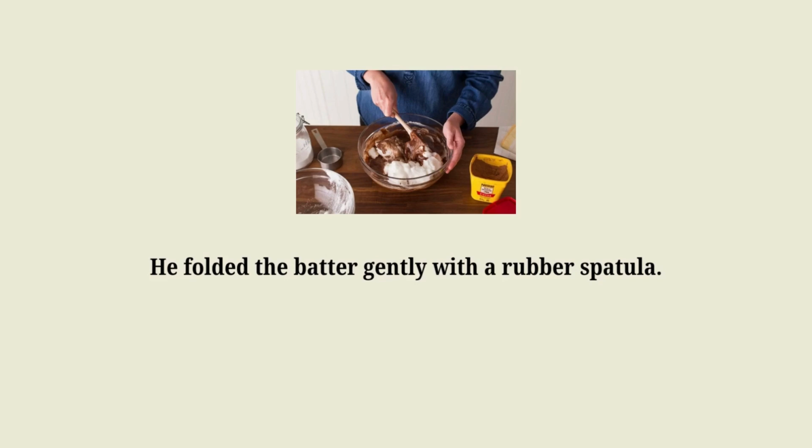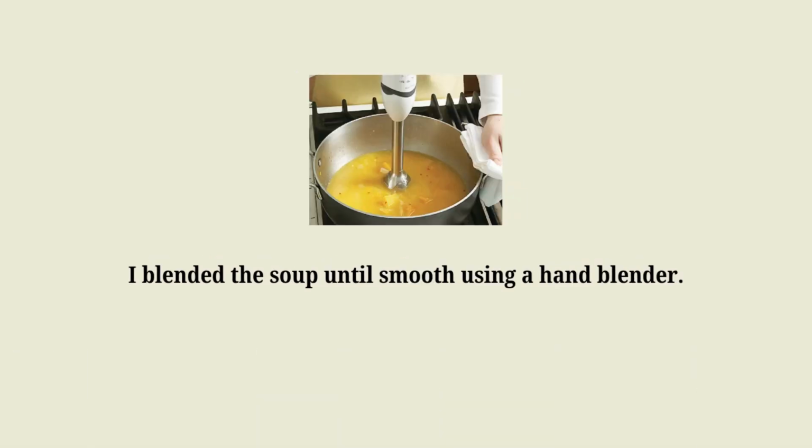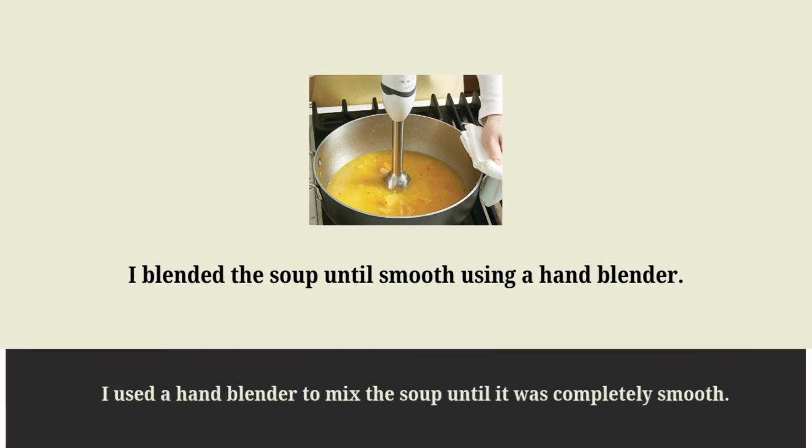He folded the batter gently with a rubber spatula. In simple terms, he carefully mixed the batter using a soft spatula so it wouldn't lose its air. I blended the soup until smooth using a hand blender. In simple terms, I used a hand blender to mix the soup until it was completely smooth.